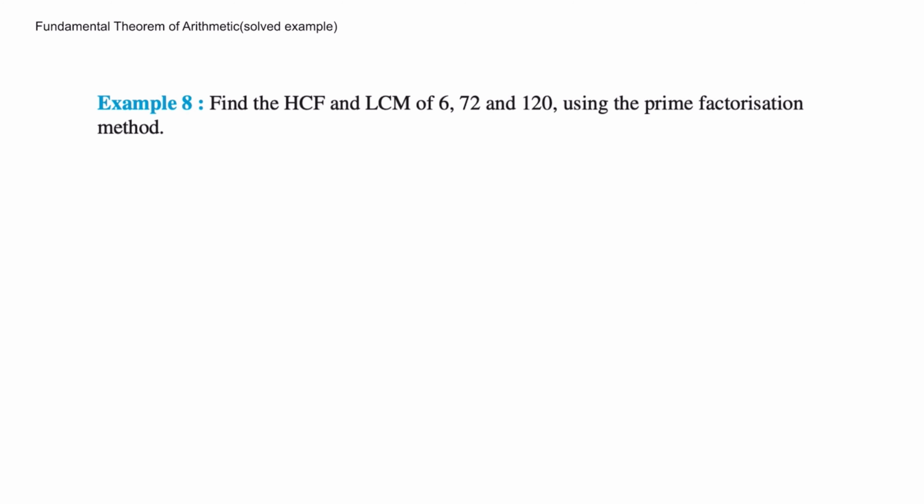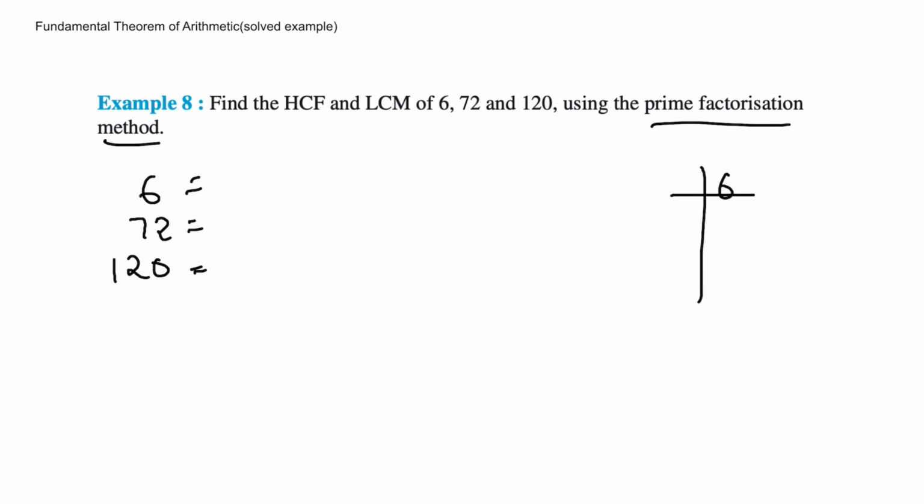Great. Now let's move on to our example number 8. It states, find the HCF and LCM of 6, 72 and 120 using the prime factorization method. So you have to write 6, 72 and 120 as a product of prime factors. How do we do it? Let's take prime factorization. For 6 we have 2 times 3 is 6, and then 3 is 3, 1 is 3. Okay, so the prime factors are 2 into 3.